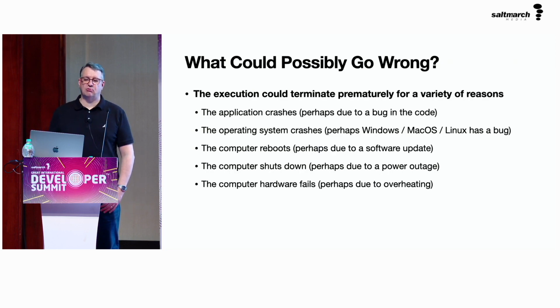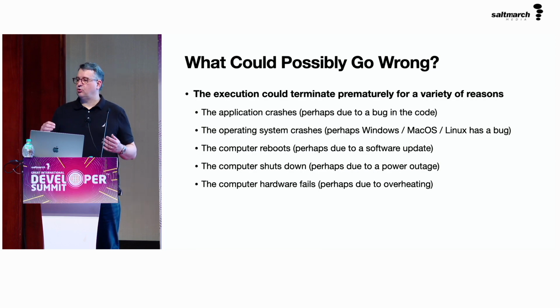Well, the execution could terminate prematurely for all sorts of reasons. For example, you could have a bug in your code. If you're writing the code in C++, for example, maybe you have a memory error and then the program crashes for that reason. It could be that the operating system that your code is running on, Linux or Windows or Mac or whatever, has a bug. On Windows, you get the blue screen of death or something like that, and then it crashes right in the middle. It could be that the computer reboots because the administrator has applied a software update that requires a kernel patch, and the machine gets rebooted.